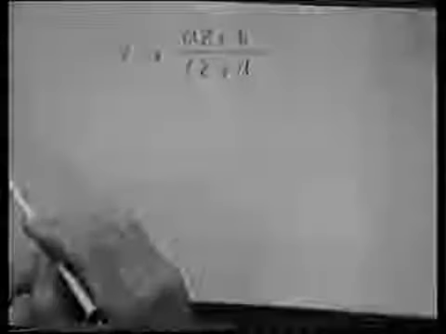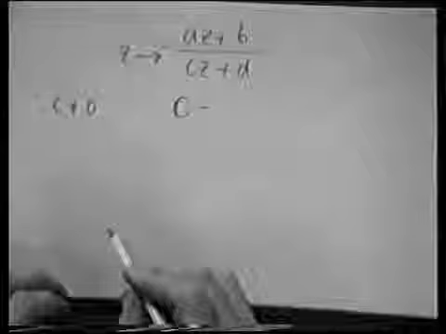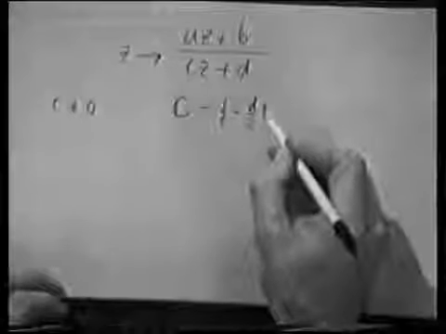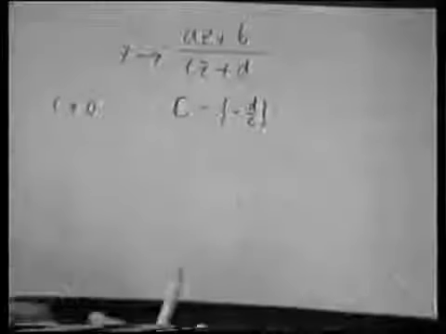Suppose we take a bilinear transformation z goes to (az + b)/(cz + d). Then if c is non-zero, that transformation is defined everywhere in the complex plane except at the point minus d over c. Of course, if c happens to be 0, then it's defined everywhere. In fact, this transformation has a singularity, a simple pole, at the point minus d over c.